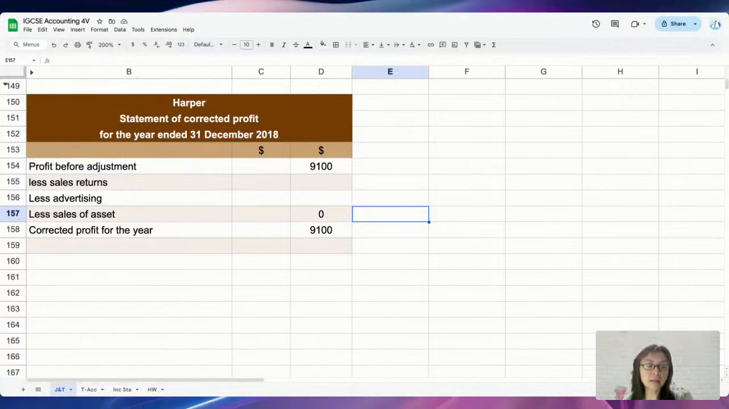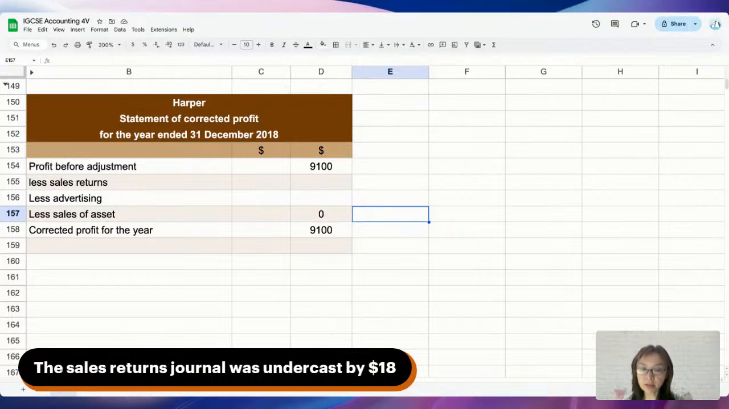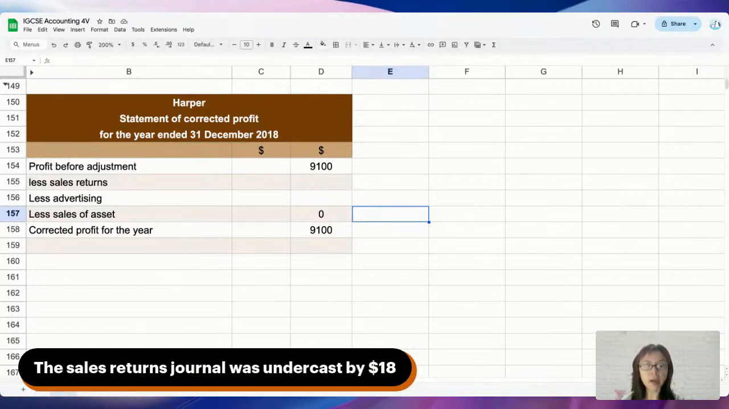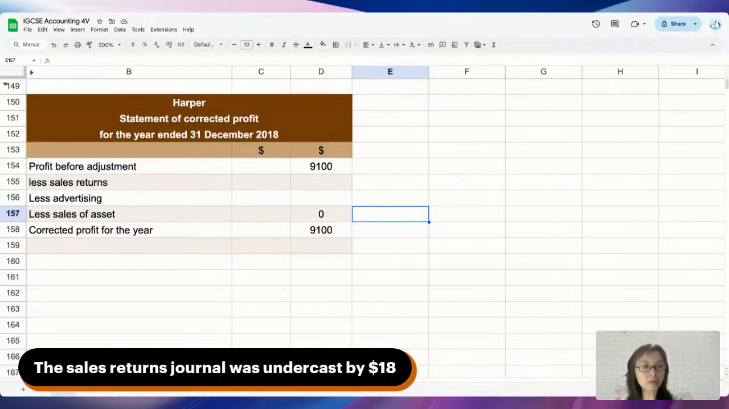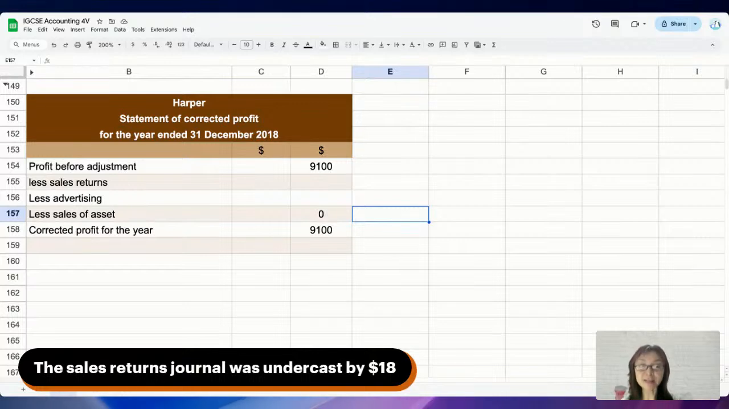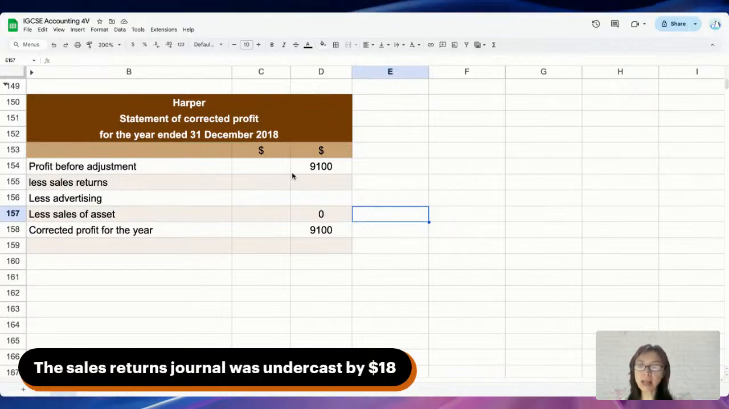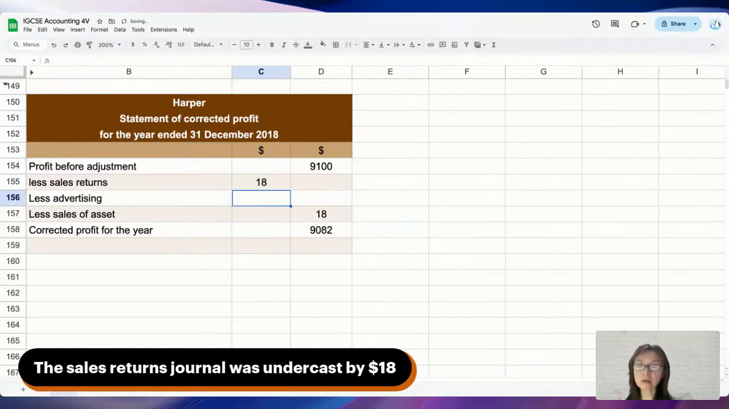Let's have a look at the first adjustment. The sales return journal was undercast by 18. Sales increase profit, right, because there are more sales. But a sales return is when the customer returns the goods, so my sales are not as much. Will it impact my profit? Yes, it will. So we need to reduce our profit. What we need to do is deduct the sales return by adding the 18 here. So this is the first adjustment.